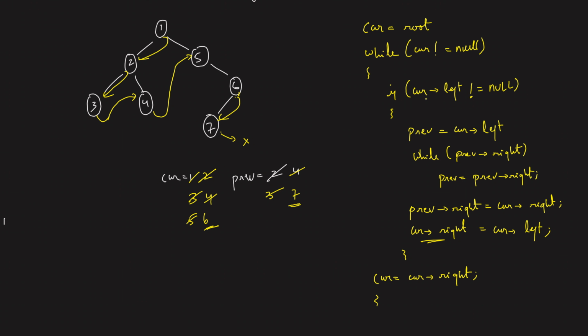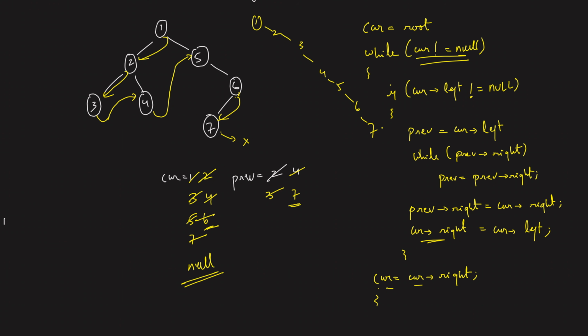Perfect. Next, this time cur will say I'll move to right. 6 will move to right, that is 7. Does 7 have a left? No. So 7 will say I'll again move to right. 7 this time moves to null. The moment cur reaches null, I can say it's over. And if you just see the yellow linings, 1 goes to 2, then to 3, then to 4, then to 5, then to 6, then to 7.